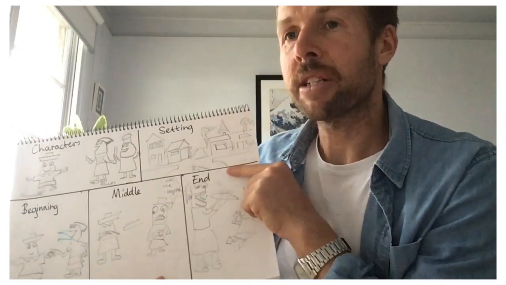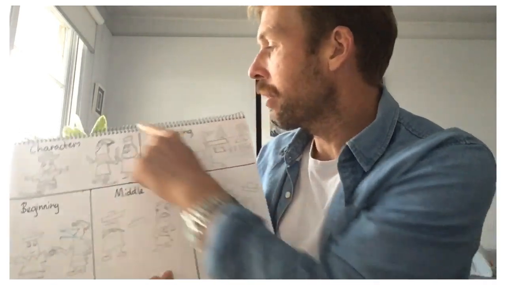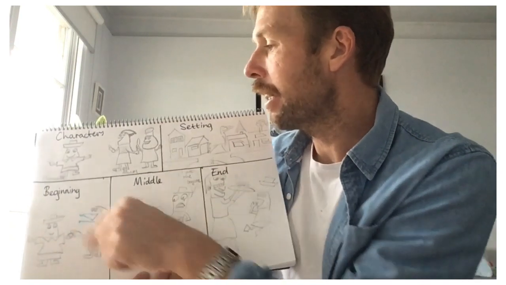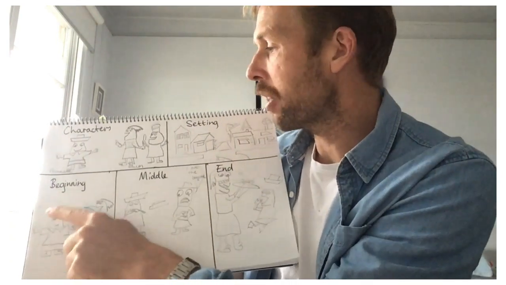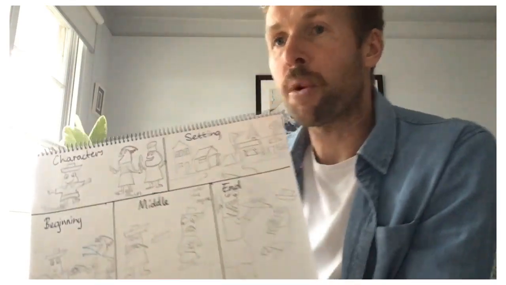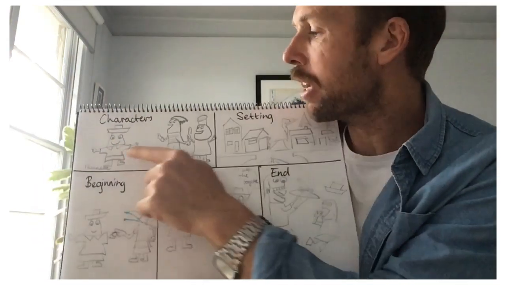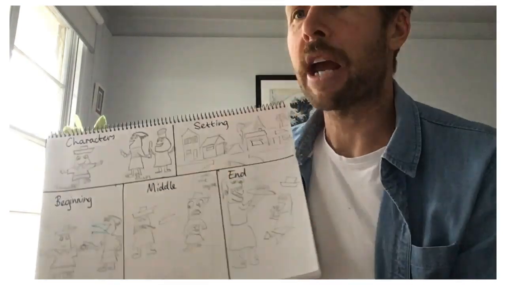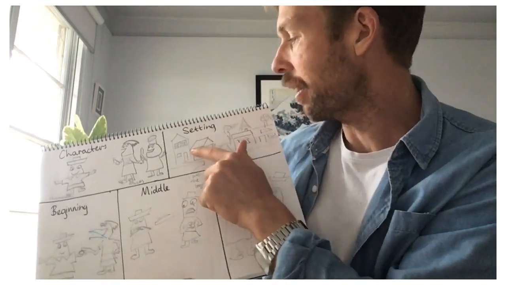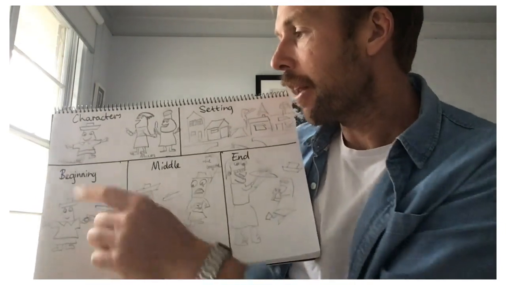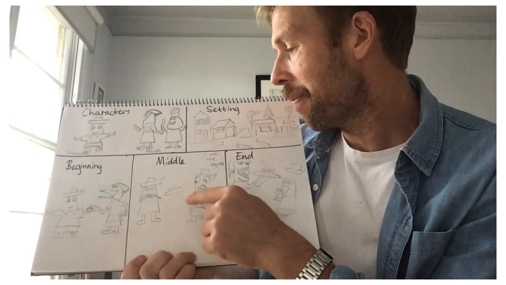Maybe rule a line down the middle of a page, then divide the top bit into two, and write characters and setting, and then split the bottom part into three parts and do the beginning, middle and end. And I'd like you to draw the important characters in the story, like Nanette, Mum, maybe Antoinette, and the setting where the story happened. So I've got the bakery and her home and a few other places because she was out in the street for a little bit. And then draw what happened in the beginning, middle and end.